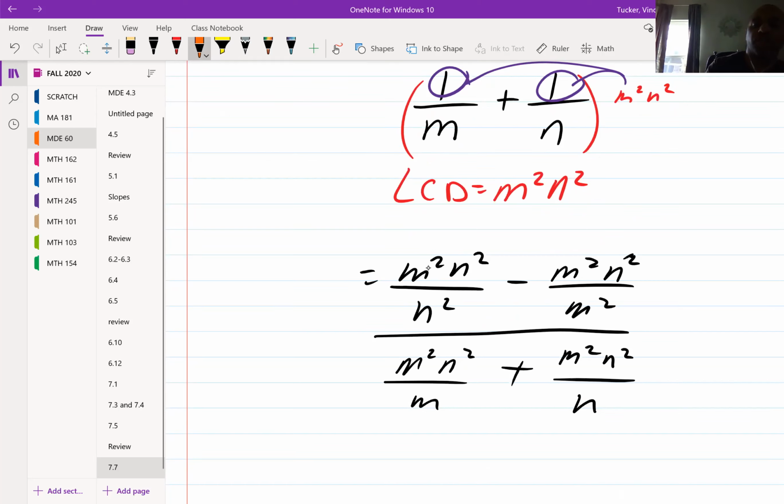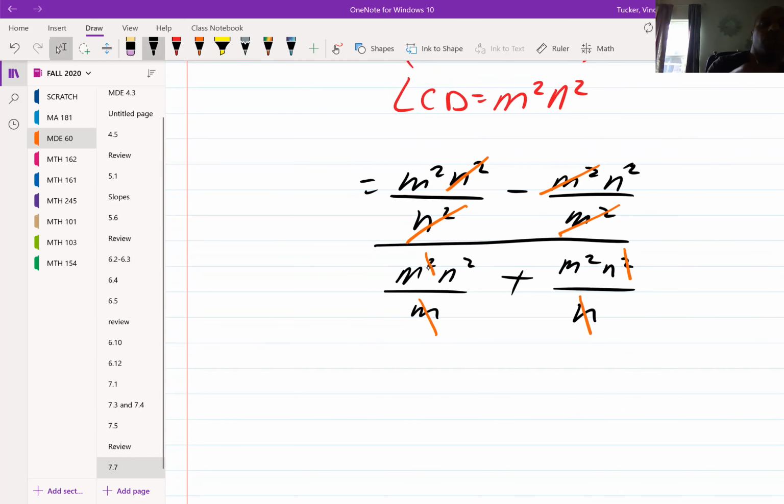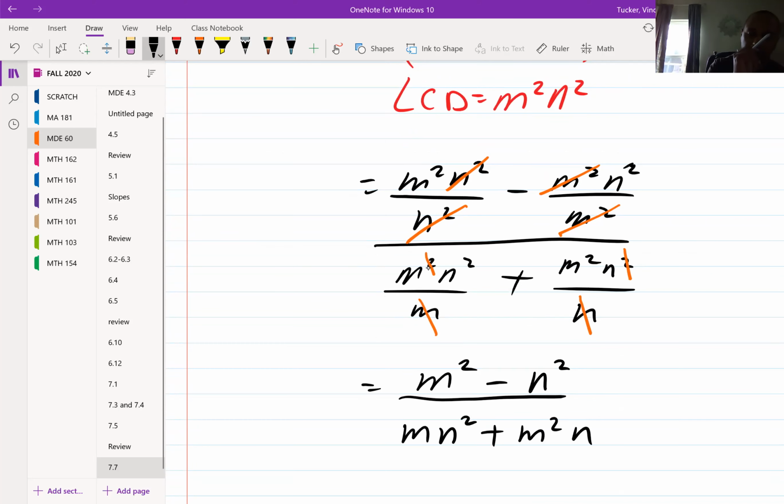So n squareds will cancel, m squareds will cancel, and we have one m that will cancel out with one m here, and one n that will cancel out with one n here. So what we have left is m squared minus n squared on top. And then on bottom, we have m n squared plus m squared n.